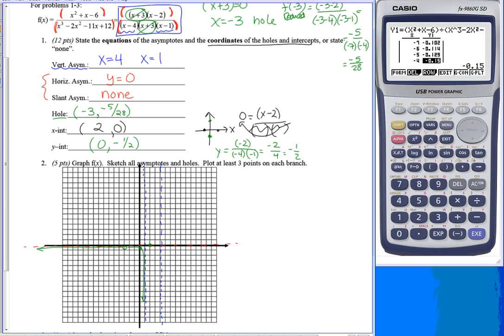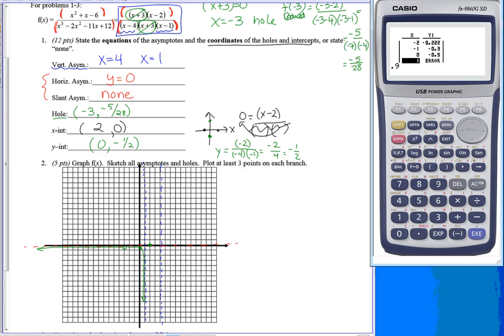If you wanted to confirm that that end was going down in the table, you can see at -3 I had an error, that was the hole. I had an error at x equals 1, but if I wanted to get really close to that, I could do like a 0.99, again, close, and I can see my y values are very negative.